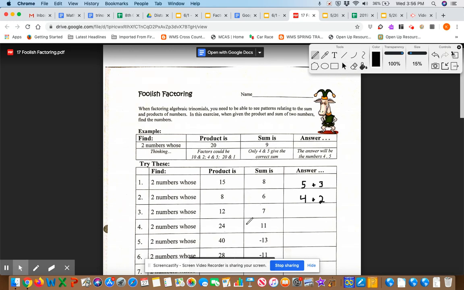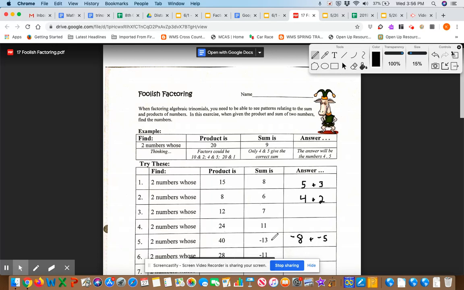On this one down here, what we're looking for are the factors of 40 that have a sum of negative 13. And that might be a little mind-blowing here at the start, but if you really think about it, factors of 40 could be negative. So I'm pretty sure I could have a negative 8 and a negative 5. I think everyone's in agreement that a negative 8 times a negative 5 would give me 40. That's what I'm looking for. And I'm also pretty sure that negative 8 plus negative 5 is negative 13. So it's a little brain teaser you guys will be doing with this Foolish Factoring page.